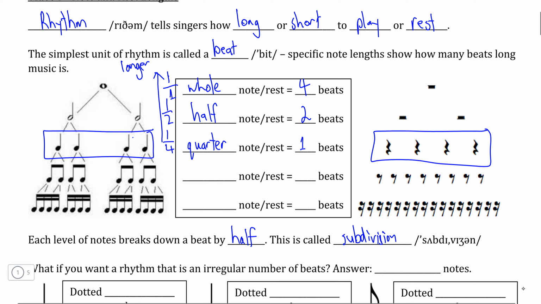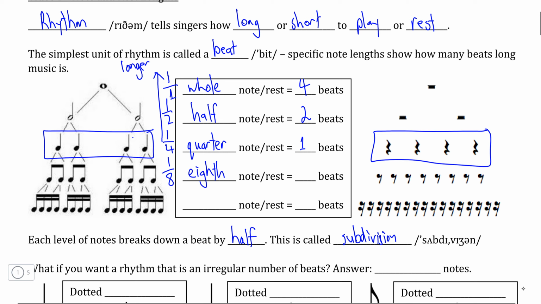Now, if we take 1/4 and divide it by 2, 4 times 2 is 8, so 1 divided by 4 divided by 2 would be 1/8, which is why we call the next level of subdivision eighth notes, or in the case of rests, eighth rests.